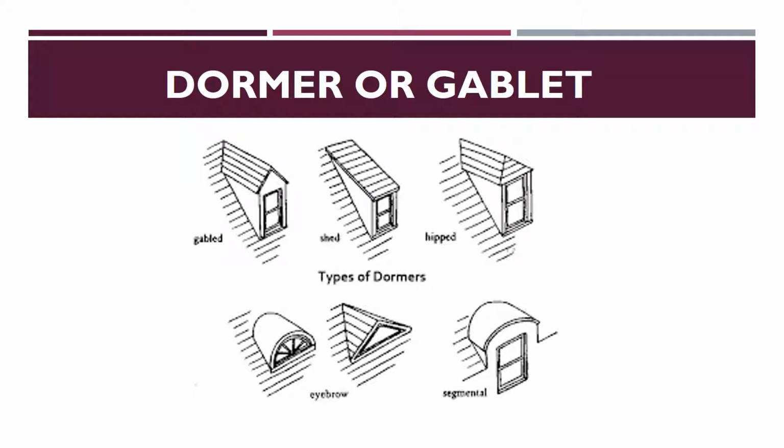Next we'll talk about dormers, also known as a gablet. Right here we have an image that shows the different types of dormers that you may find. There are several different types, one of which is the gable, the shed, the hipped, eyebrow, or segmental, which are also styles of roofs, but they also come as dormers.